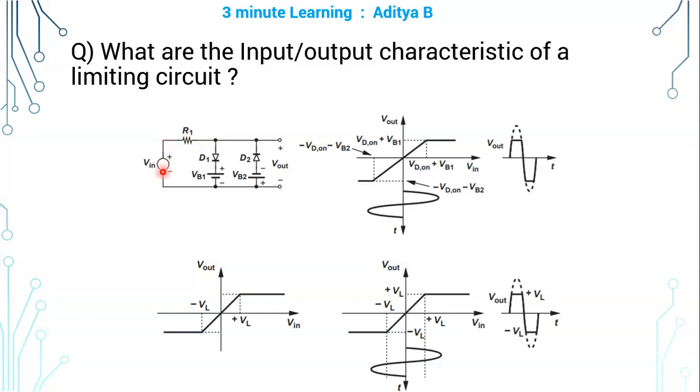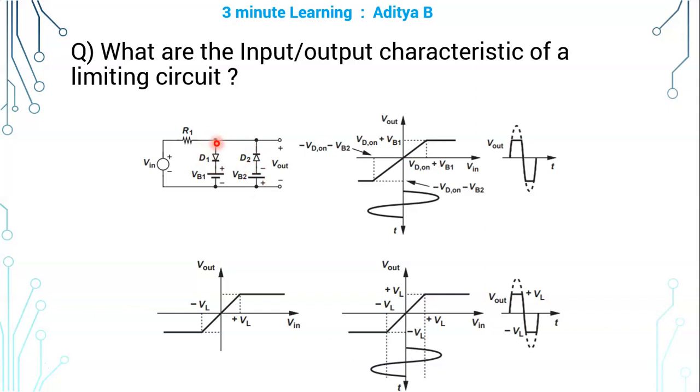Likewise, during the negative half cycle of the input, whenever Vin is less than minus VB2, in other words, Vin is less than minus VB2 along with this diode drop, it is like minus 1 diode drop minus VB2, or minus V gamma minus VB2. Whenever Vin is less than that value, then this diode will be on.